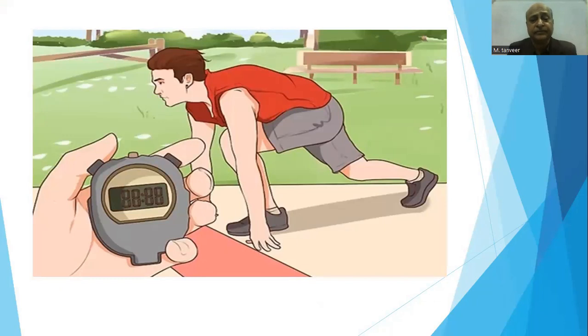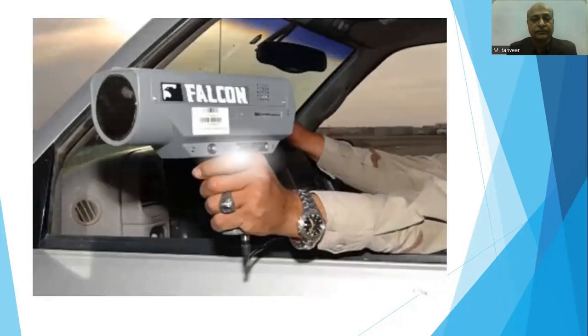This will give the distance traveled in unit time. If the distance is short, you will measure your time in seconds. If the distance is long, then you will measure your time in minutes. This is a speed gun, which is used by traffic police in order to measure the speed of vehicles.